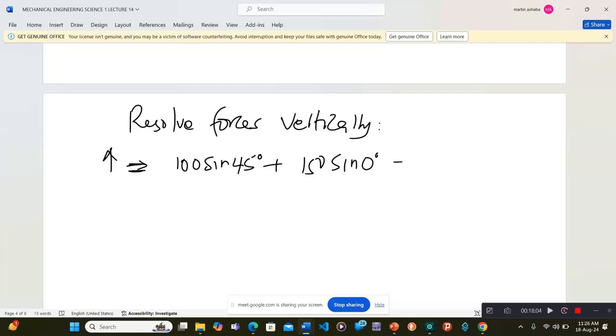And sine 45 is the same as root 2 out of 2. So this will be 100 root 2 out of 2 plus 0. For accuracy, I'm going to make this 50 root 2 newtons. Then I resolve forces.